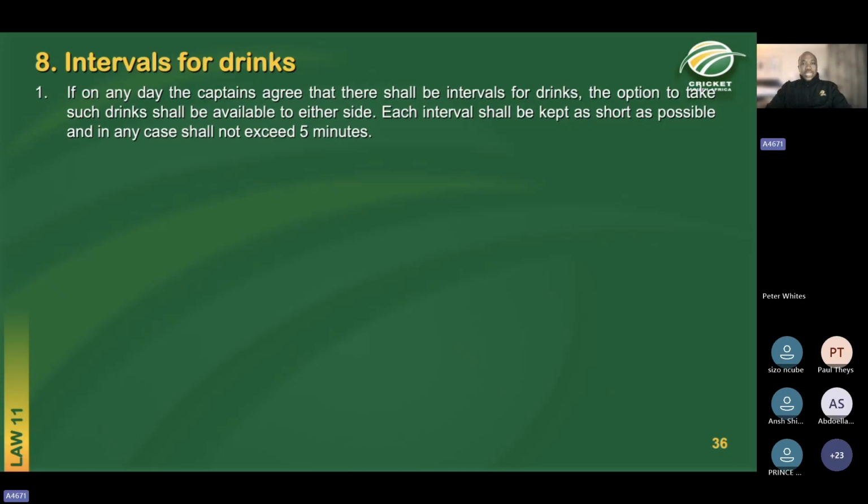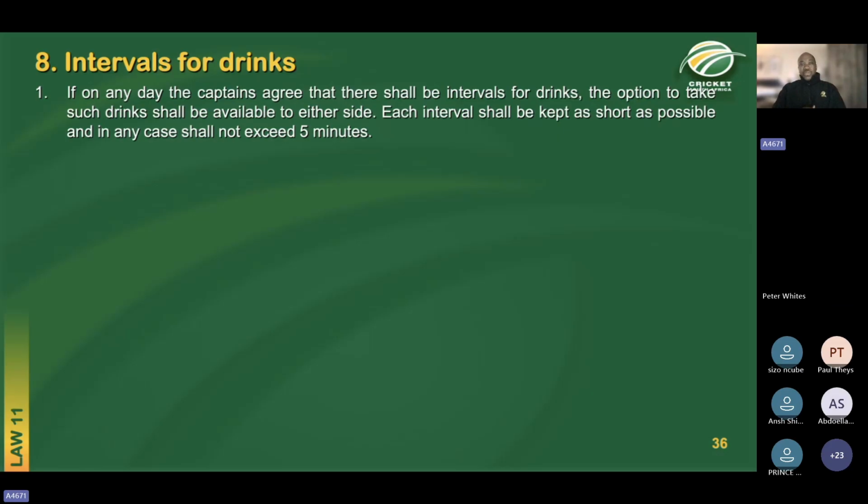Let's look at what law tells us about our interval for drinks. If on any day the captains agree that there shall be intervals for drinks, the option to take such drinks will be available to either side. Each interval shall be kept as short as possible and shall not exceed 5 minutes.